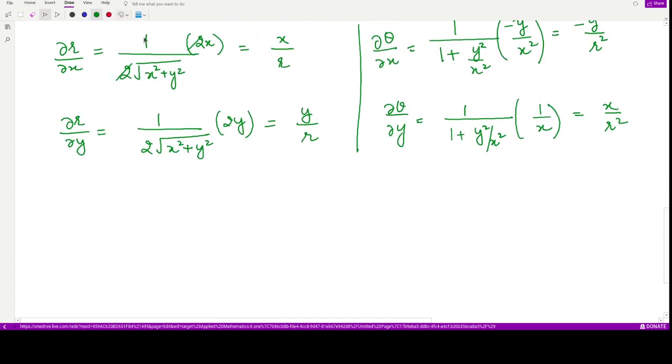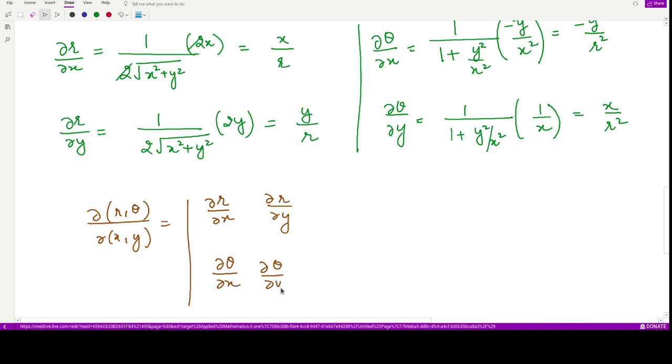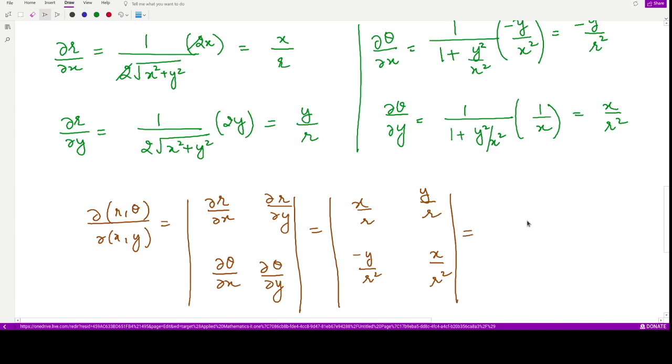We are ready to calculate the Jacobian del of r theta with respect to x, y. So firstly let me write down the formula. It would be the determinant of del r by del x, del r by del y, and then del theta by del x, del theta by del y. So we can substitute the values. What is del r by del x? That is x by r. Del r by del y, that is y by r. Del theta by del x, that is minus y by r square, and del theta by del y, that is x by r square. So now we can compute the determinant.